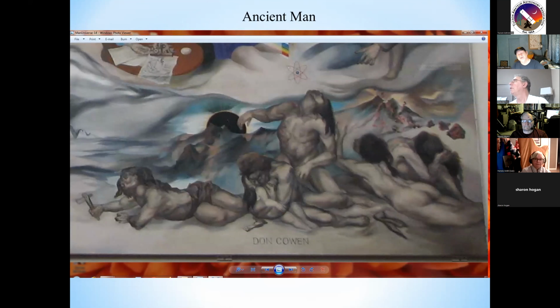But you see this man on the ground here on the left. He's holding a primitive tool, and he's crawling towards the, if you like, more civilized part of the mural. He's kind of moving in that general direction towards the more civilized area of the mural. So you could look at it that way.